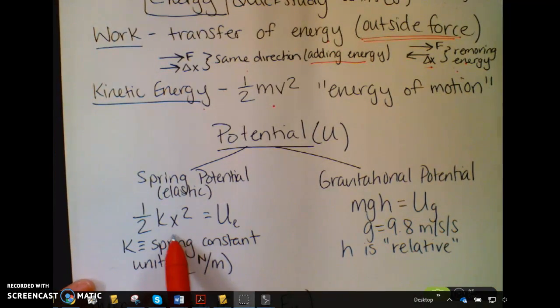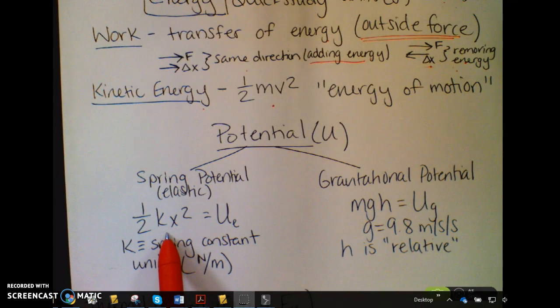Elastic potential energy is given by the equation 1/2 kx squared. K is what we call the spring constant or elasticity constant. The units are newtons per meter, and it tells us just how easy or difficult it is to stretch or compress a spring.